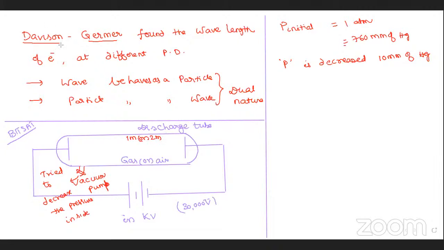What was the separation between the two electrodes? He took 1 meter, almost equal to the length of the tube lights we use nowadays. So the separation is 1 meter, and the pressure is decreased to 10 mm.